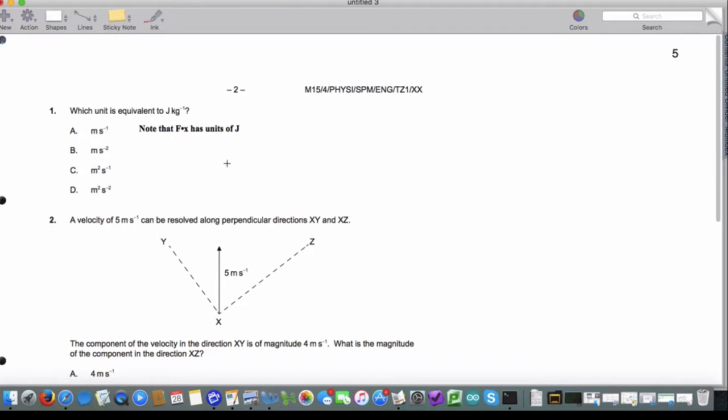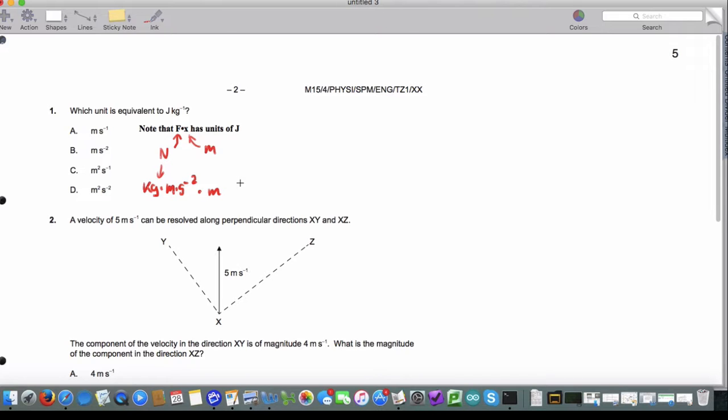All right, problem one. So we want to know which unit is equivalent to joules, kilograms to the -1. So this is going to take a little bit of memorization on our part, just to be clear. You need to memorize the unit of force is newtons, and that newtons means kilograms times meters times seconds to the -2, and that the unit on x, position, distance, whatever you want to call it, is meters.